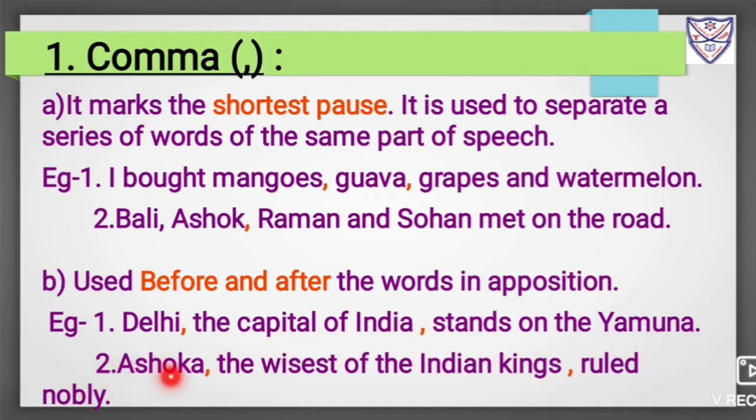Number 2, Ashoka, the wisest of the Indian kings, ruled nobly. Now over here again we will use commas in between for separating this series of words of the same part of speech. As well as while speaking also we will give some short pause in between, that will be Ashoka, the wisest of the Indian kings, ruled nobly.